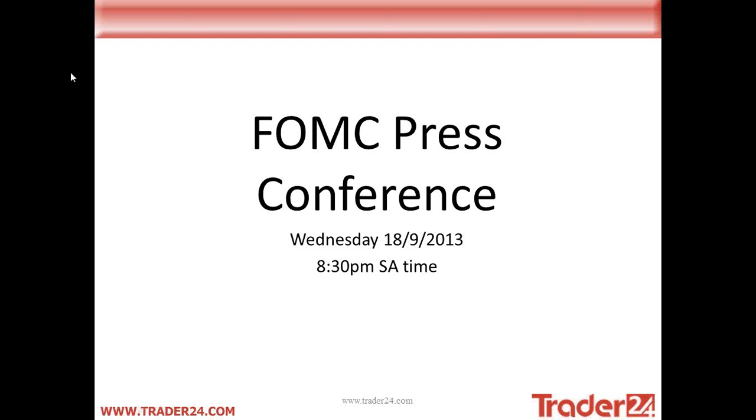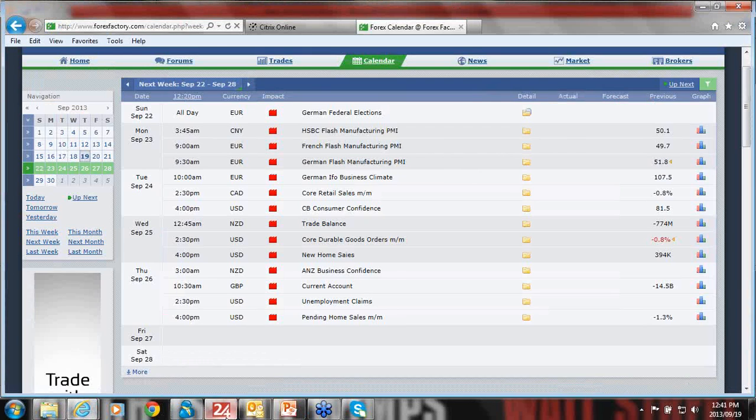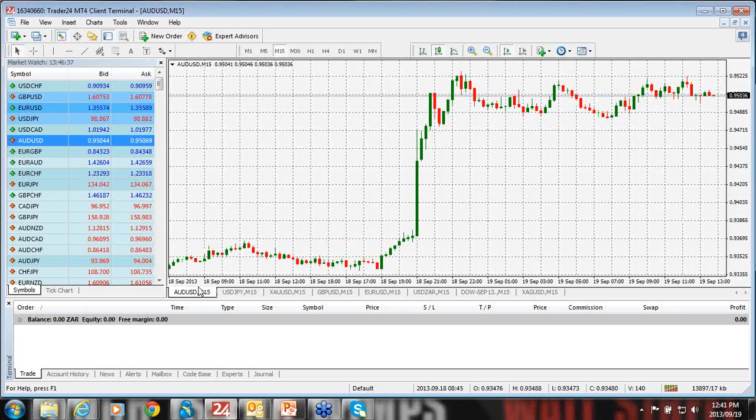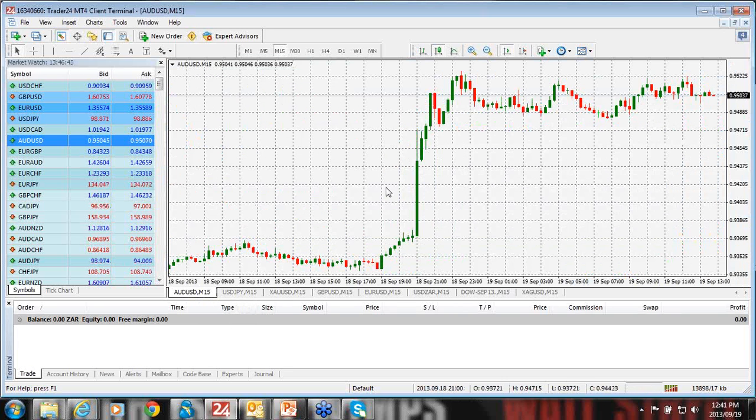So what I'm going to do is go to our MT4 chart, and we're basically going to go through all the different currencies and things like that on the chart and just show you a bit of movement here.